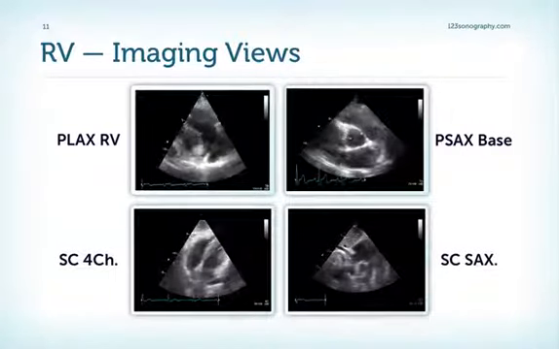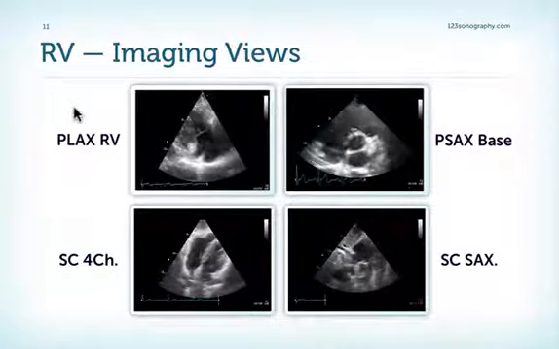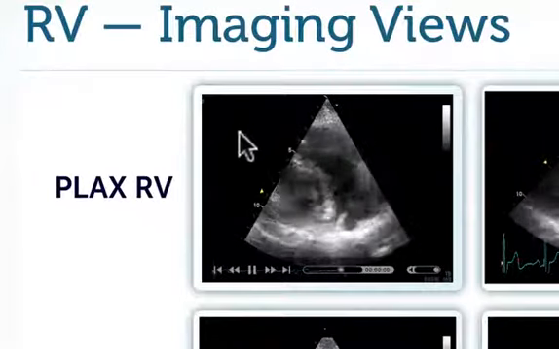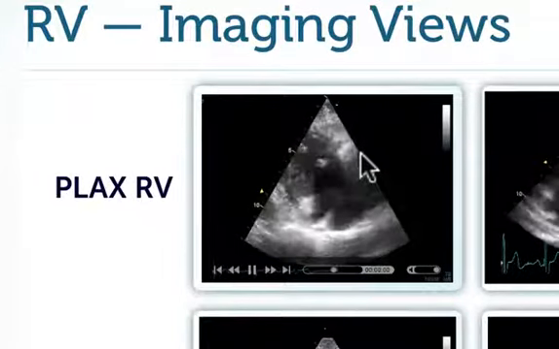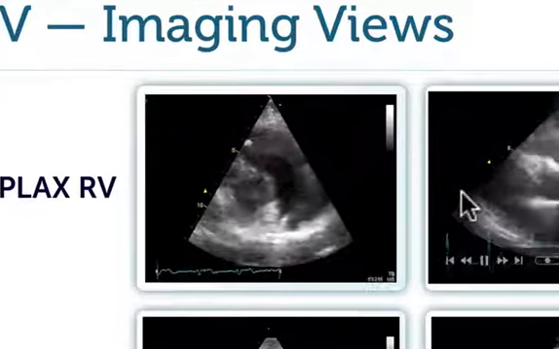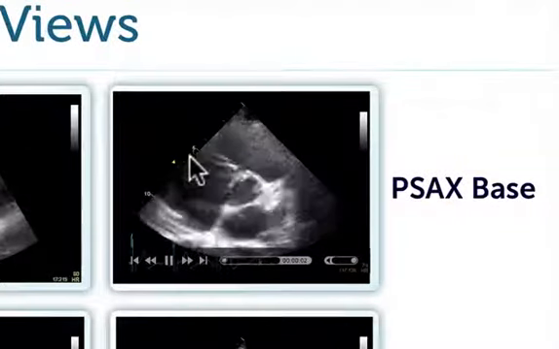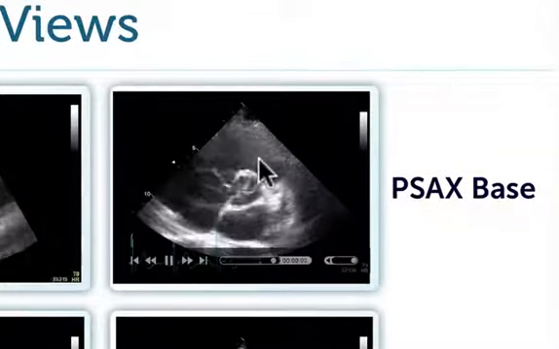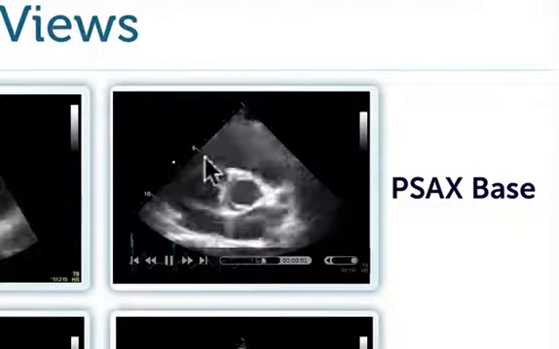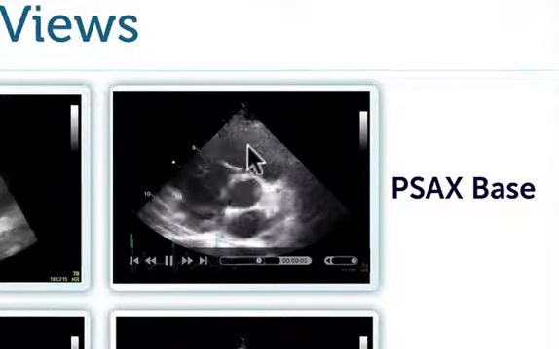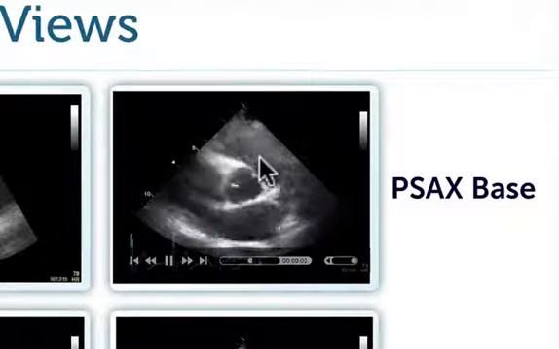Which other views are available? The parasternal long axis view is a very good view to look at the free wall of the right ventricle here, the anterior wall. The parasternal short axis at the base is maybe not as good to really look at right ventricular function, but you can see the right ventricular outflow tract very nicely.